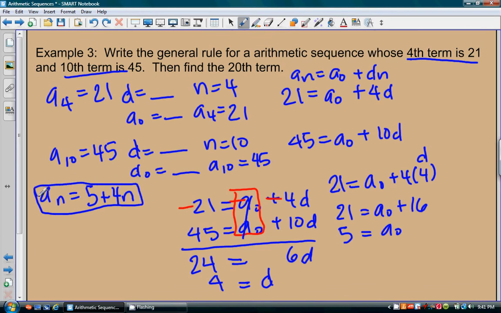This is a general rule. Now for the 20th term: 5 plus 4 times 20, meaning it's 85.